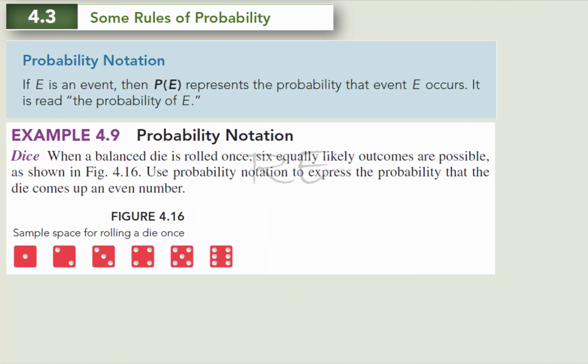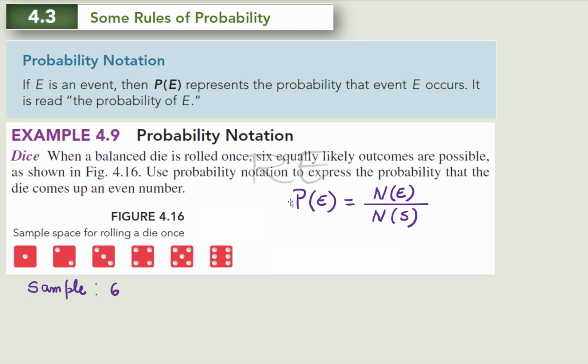The probability of an event is written P of E, and it's read the probability of E. In example 4.9, we are asked to find the probability that the die comes up an even number. In general, P of E, probability of an event, is equal to the number of events divided by the total number of outcomes. We call it NS, number in the sample space.